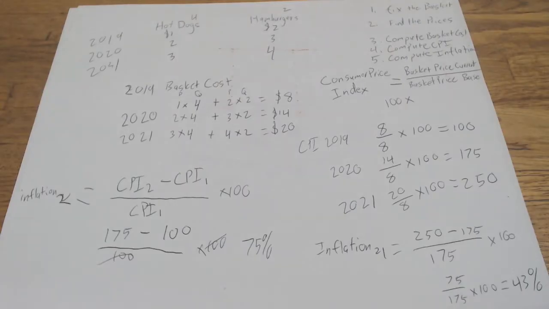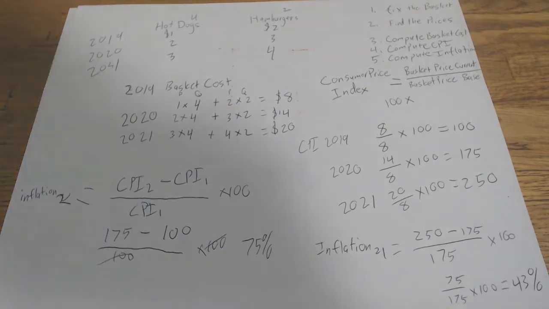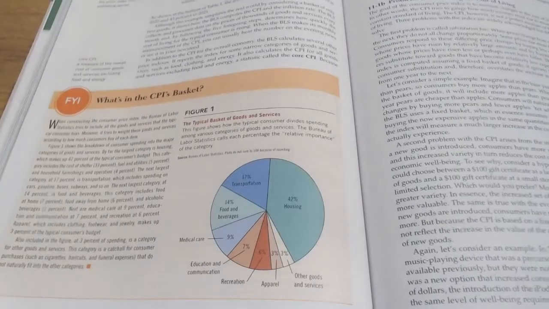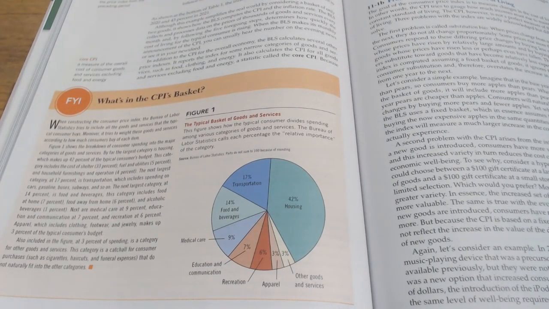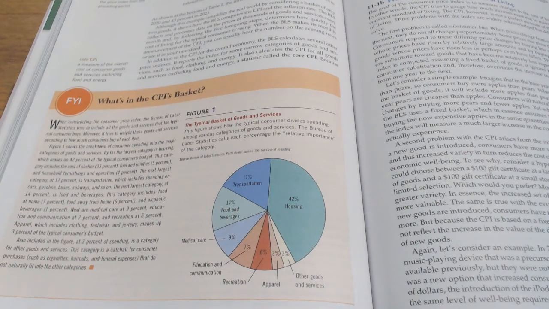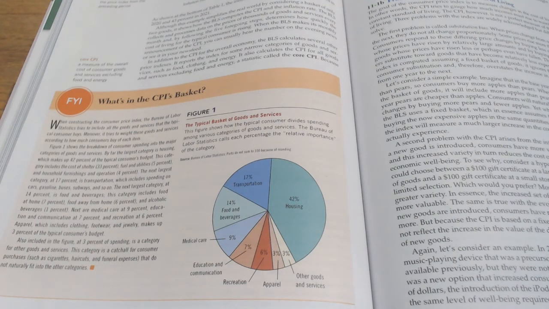What is in the basket? The Bureau of Labor Statistics surveys thousands of households, and they gather thousands of items that households buy, at what quantities, and then they check the prices throughout the years, and then they calculate the CPI for every single basket in each year, and then they calculate inflation through that.